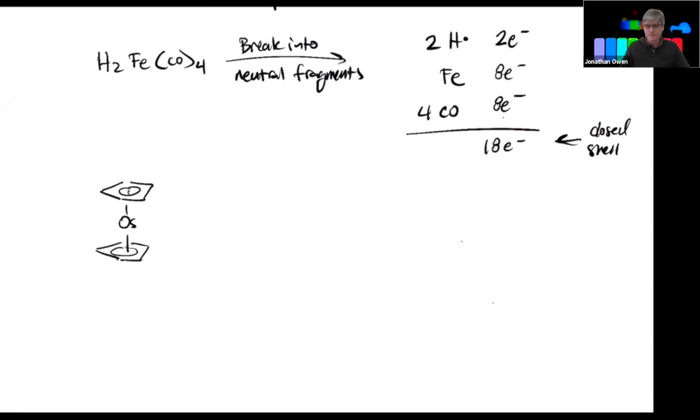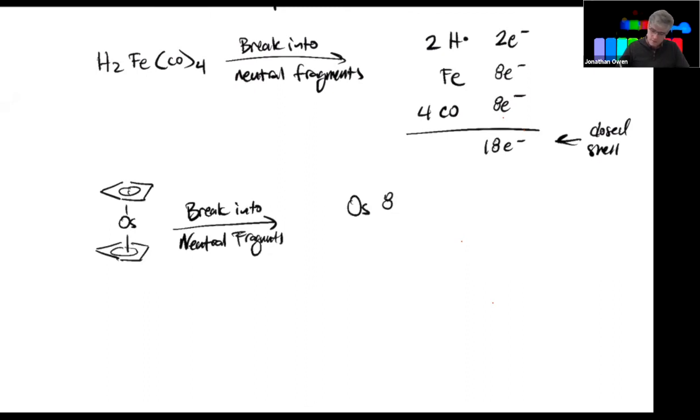Osmocene, it's a good band name. We are going to break into neutral fragments. Osmocene.